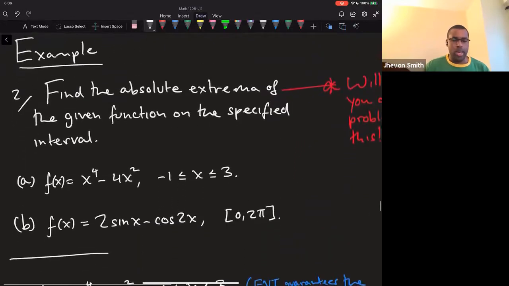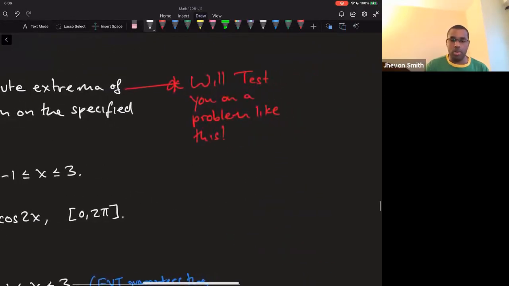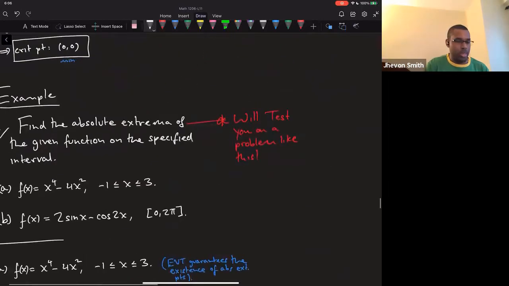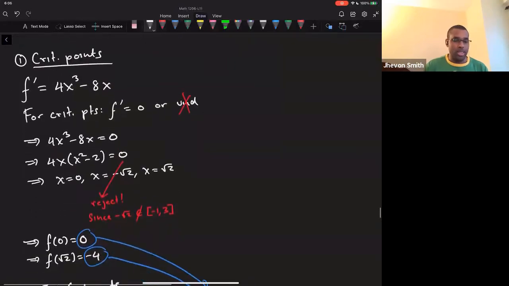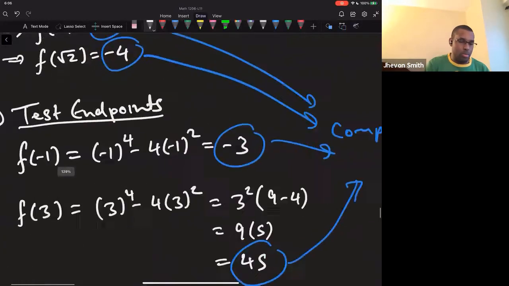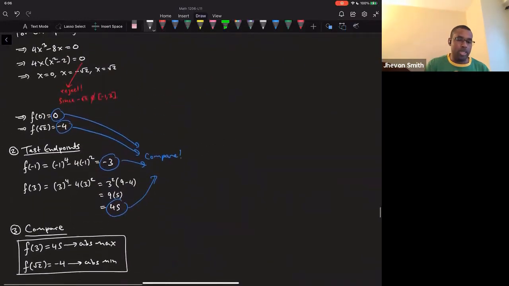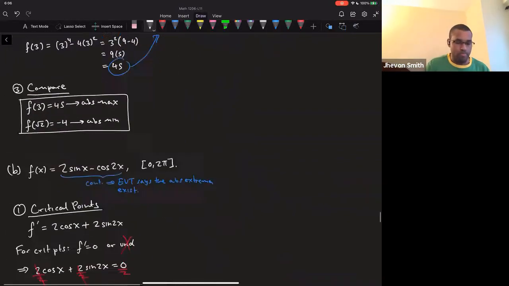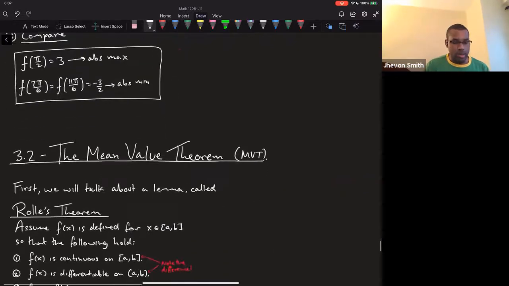Then we did finding an absolute extrema problem, which is a very important problem. I will test you on this problem. So we did the closed interval method. So we found the critical points, we tested them, we tested the endpoints, and then we compared all of them, and we looked at the biggest guy and the smallest guy, and those were our absolute max and min respectively. We also did a trig example.